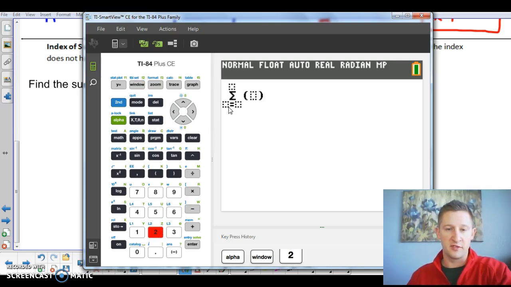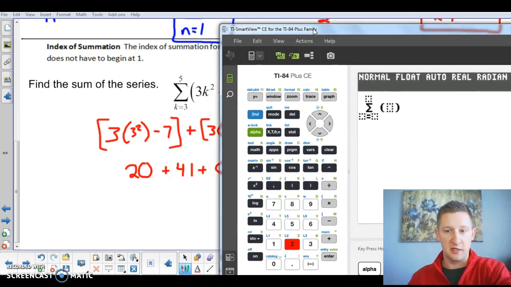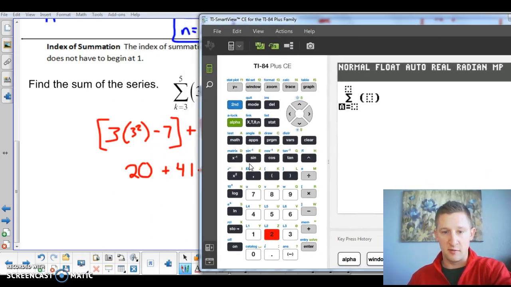Now, the first thing is your index of summation. So pick a letter. You'll notice that the A is blinking. That means that the alpha mode is selected. So whatever key I press, it's going to be a letter from here. So we had k for our index of summation, so we'll use k on the calculator right here. k equals 3 was where we started. If I hit the up arrow, I can do the upper limit, which was 5.